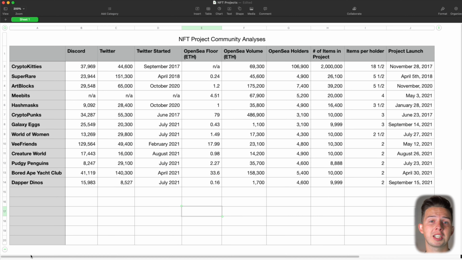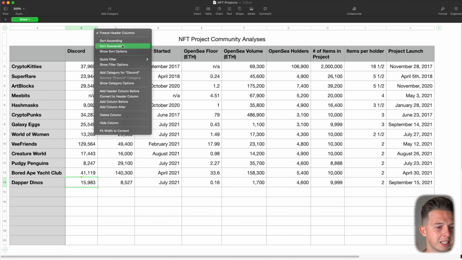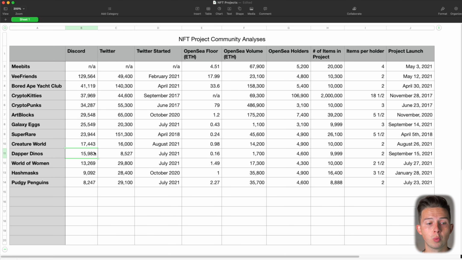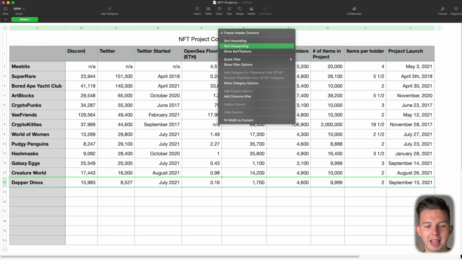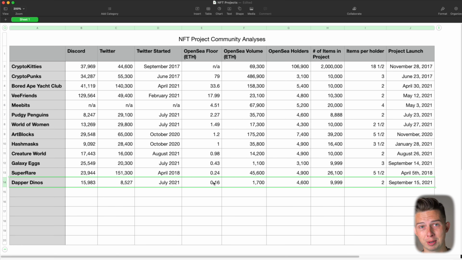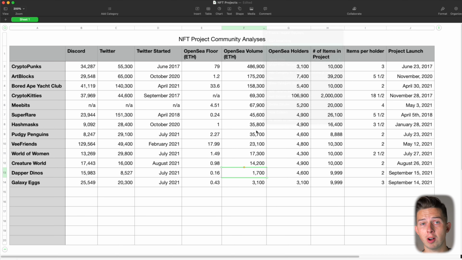We can compare this project as well on my spreadsheet to some of the others. So we can see Dapper Dinos Discord, 16,000. Pretty good. They actually have more than World of Women, which is pretty surprising. Their Twitter is definitely not the highest. Their floor is pretty low. If we go ahead and sort these by descending, probably they have the lowest floor. So that's a great opportunity if you do want to get into these. And when you see their volume as well, they're definitely at the lowest, but again, brand new project. So it's going to take a while for these volume numbers to get up.